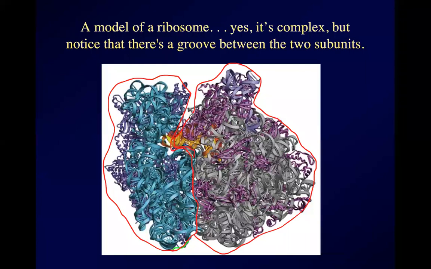Messenger RNA is able to recognize this groove. It's got a lead-in sequence that can do this. And the messenger RNA will slide itself into that groove in between the two subunits, almost like a piece of magnetic recording tape slid between recording heads.